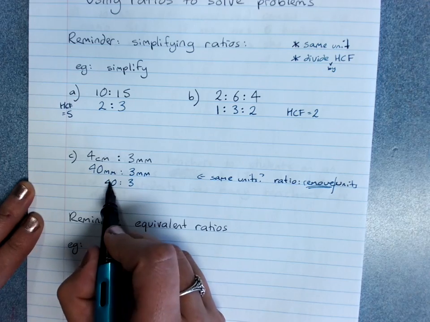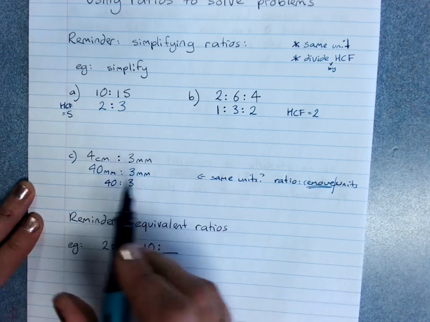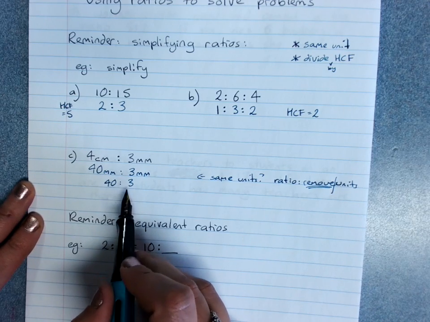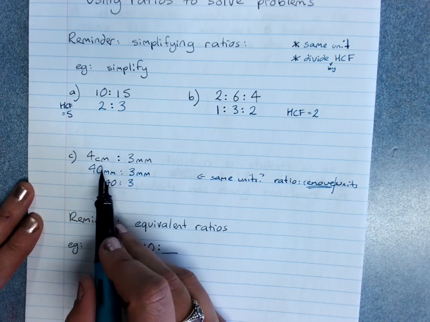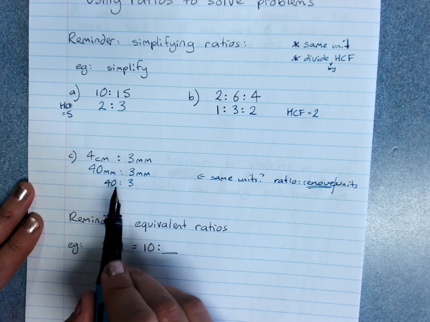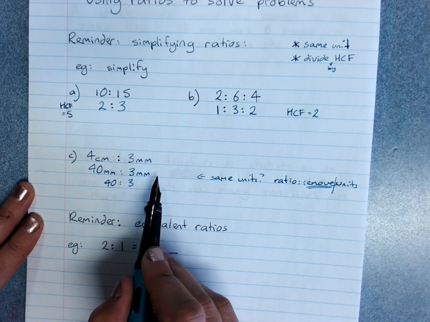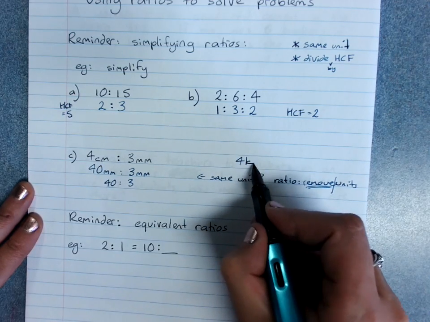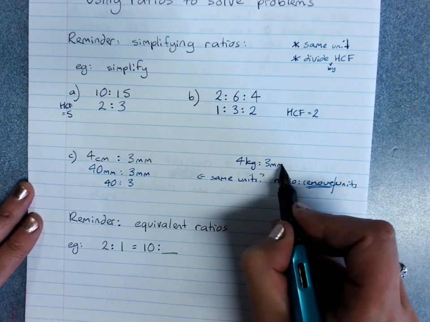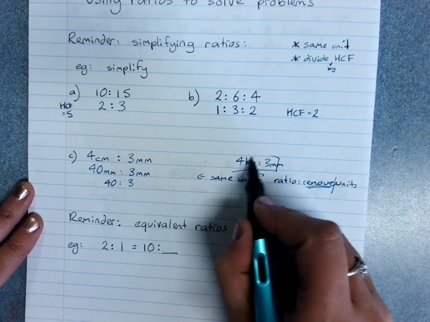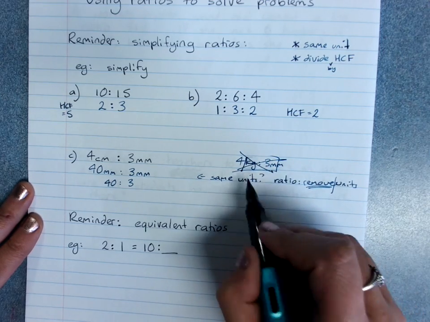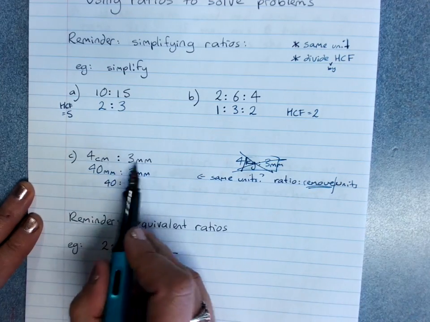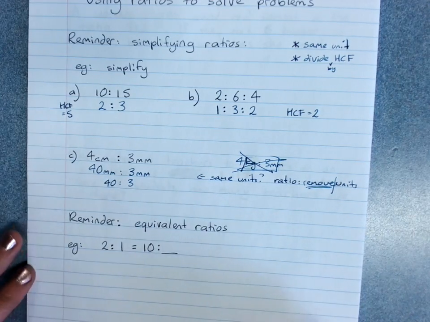Check if there's a highest common factor. There's not, so that's as far as it could have gone. If there was a highest common factor, we could simplify further. So if a ratio has units, we have to get them to be the same unit and then divide it. If this was like 4 kilograms to 3 millimetres, that's not a ratio, because they're different things. Kilograms is weight, millimetres is length. But both length, we can get them to be the same unit.